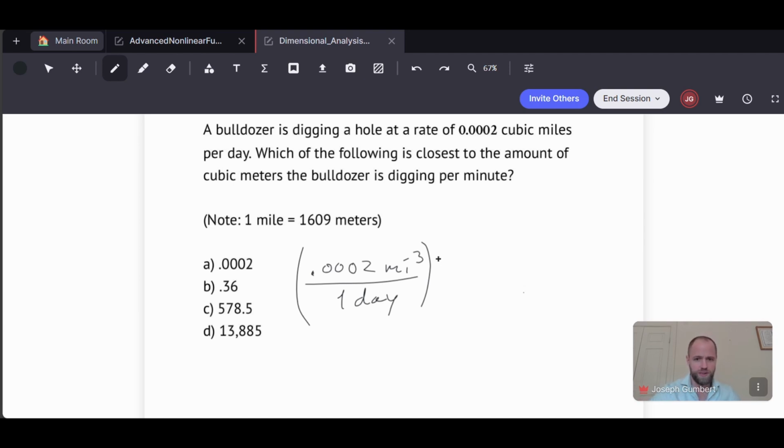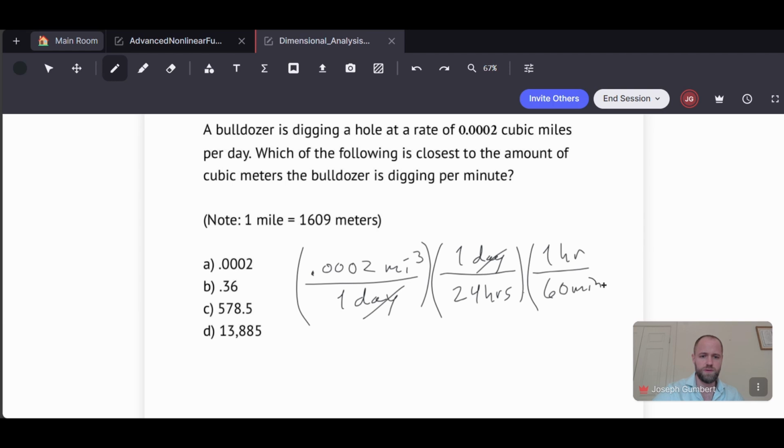So for example, if I want to get rid of days, I'm going to put 1 day here on the top, and then I'm going to say 1 day is 24 hours. And so now I can cancel out days, and I've just converted the numbers into miles cubed per hour. To take this another step further, I'm going to say 1 hour here on the top is 60 minutes. And so then I can cancel out hours, and now I have miles cubed per minute.